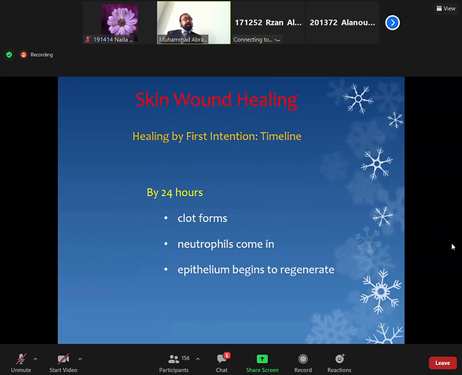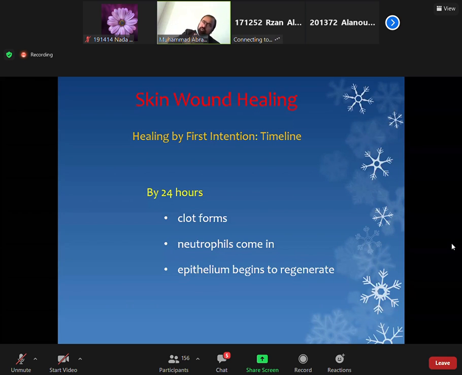What happens here in the first 24 hours: there will be clot formation first, then neutrophils will come there, and epithelial regeneration begins from the sides. Why a clot? This clot will close the wound first, and it's a blessing from God Almighty that while closing that wound, it does not allow the surrounding bacteria to enter.